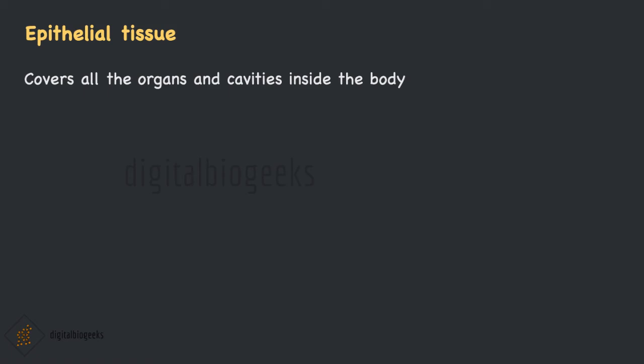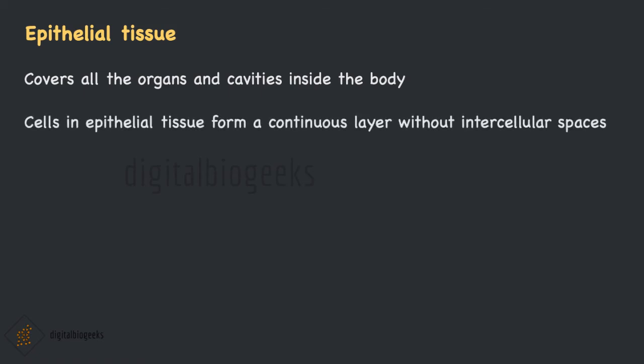Lung alveoli help in the gaseous exchange during breathing. Gaseous exchange is the exchange of oxygen and carbon dioxide. The cells in epithelial tissues form a continuous layer without any intercellular spaces. They function as a protective barrier from the outside environment. As it is covering our body, anything that enters or leaves our body must pass through at least one layer of epithelial tissue. The epithelial tissues are selectively permeable.